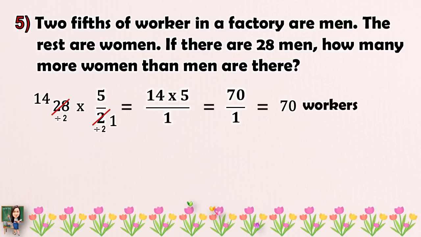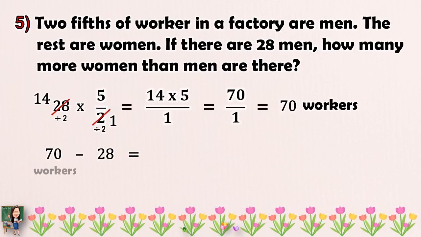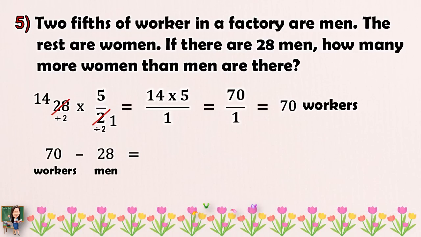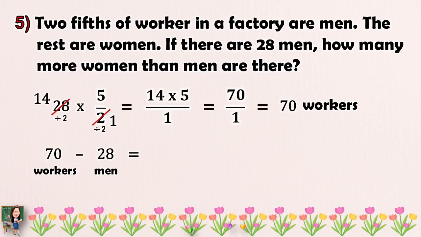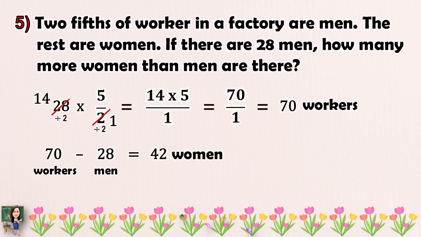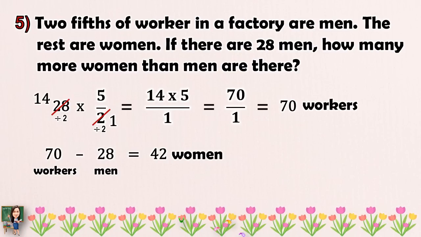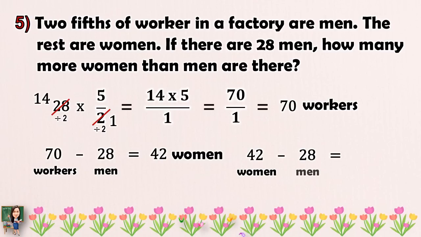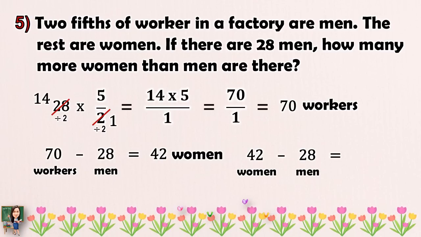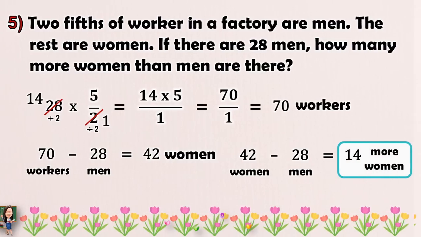So therefore, there are 70 workers. And now, subtract 70 workers minus 28 men. 70 minus 28 equals 42. So therefore, there are 42 women. Now, to find how many more women than men are there, subtract 42 women minus 28 men equals 14. Therefore, there are 14 more women than men.